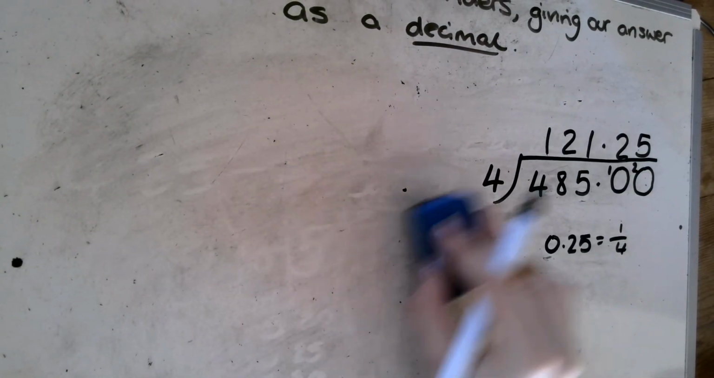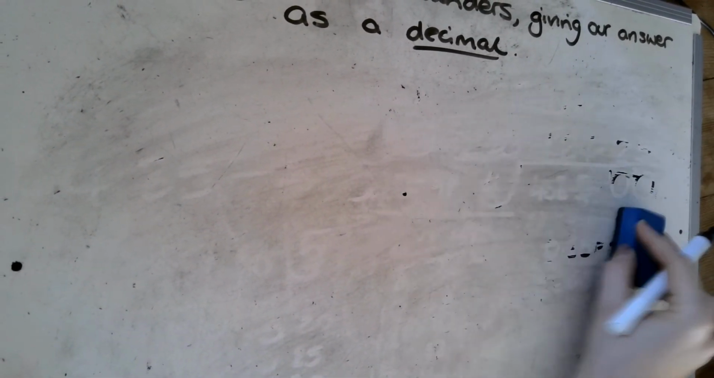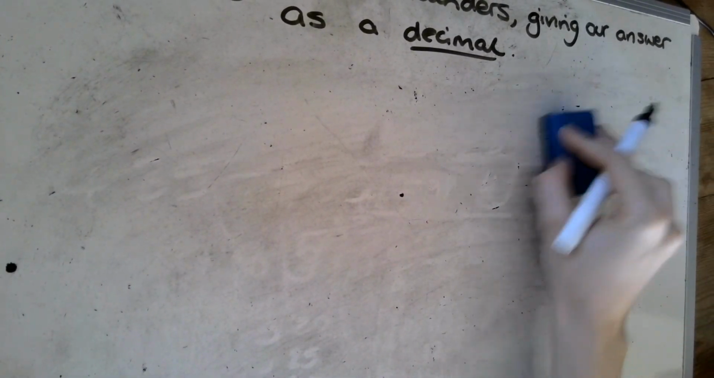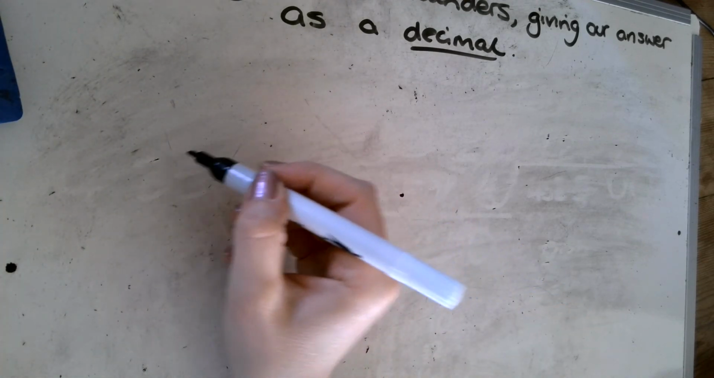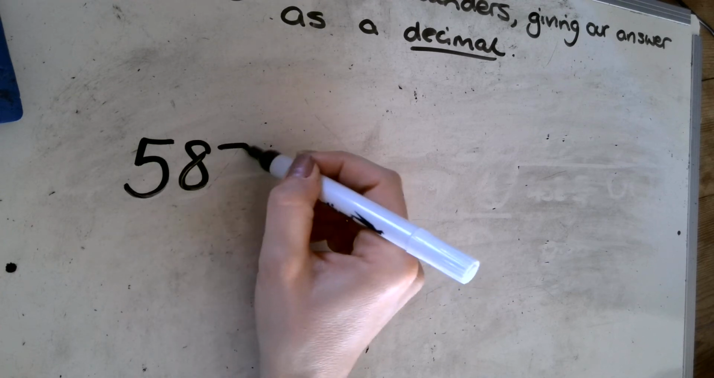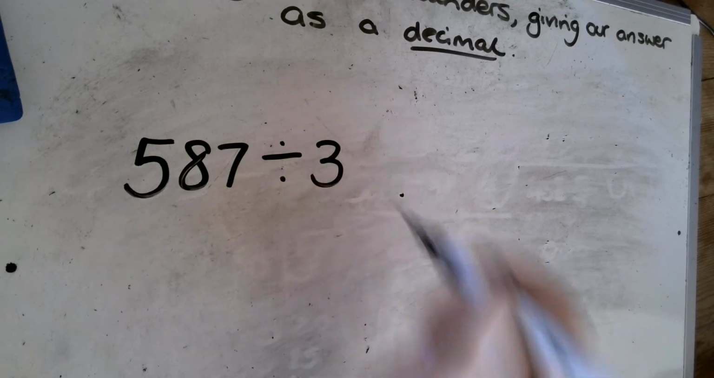This time I'm going to have a little bit of a race. So I'm going to give you the question and you are going to see if you can beat me. Okay, 587 divided by 3.